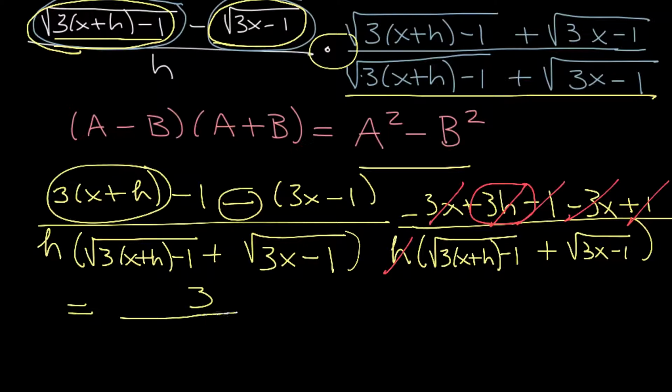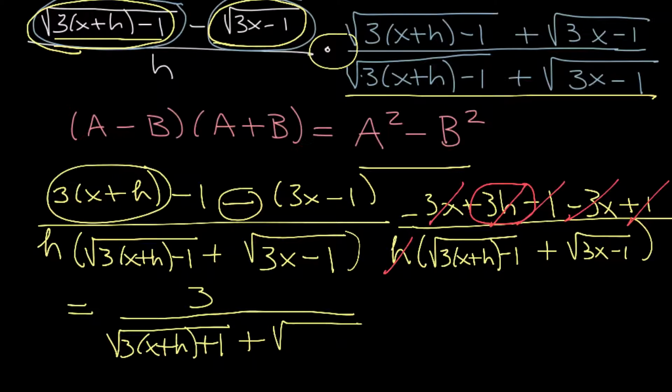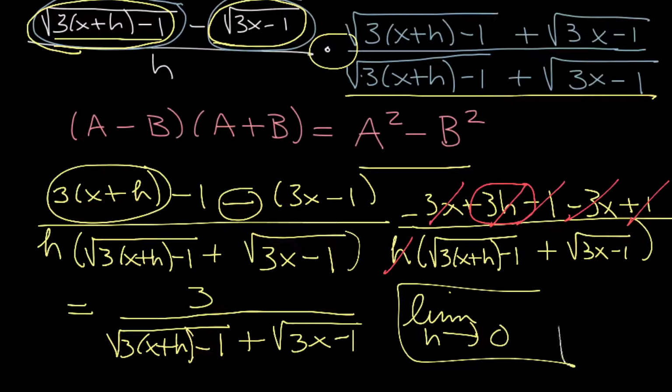That leaves us with 3 over the square root of 3 times x plus h minus 1, plus the square root of 3x minus 1. Sorry, I said plus 1 at first, but that's minus 1. We can fix that. And now we'll pause the video and allow you to take the limit as h goes to 0.